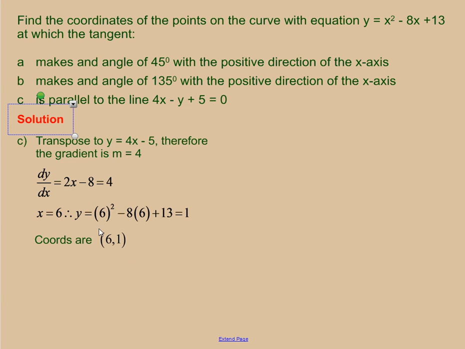And then the final question asks whereabouts is the tangent parallel to this line. So if we transpose this equation so it's now in the form of mx plus c, we can see that the gradient of the line has a value of 4. So we want to know then, when does the derivative function equal 4? You can see that when we solve that equation, it gives us x equal to 6. Substituting means therefore that at the point 6, 1, the tangent at that point is going to be parallel to this particular line. In other words, it will have a gradient of 4.